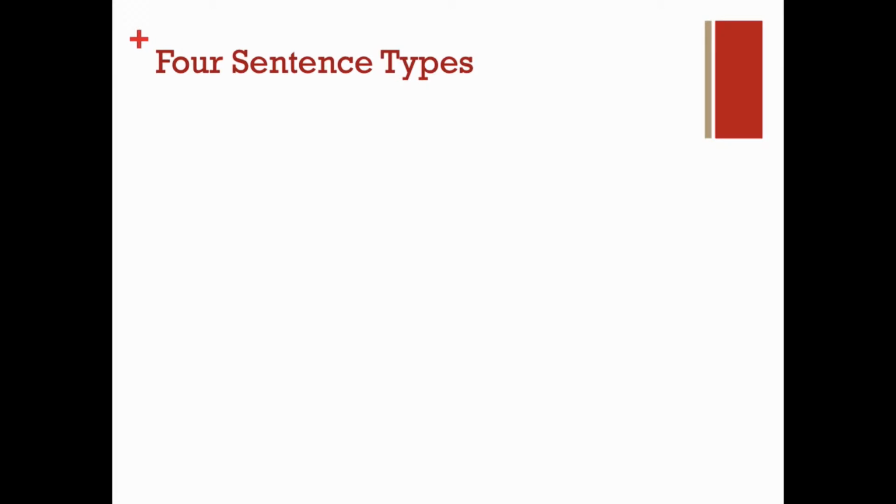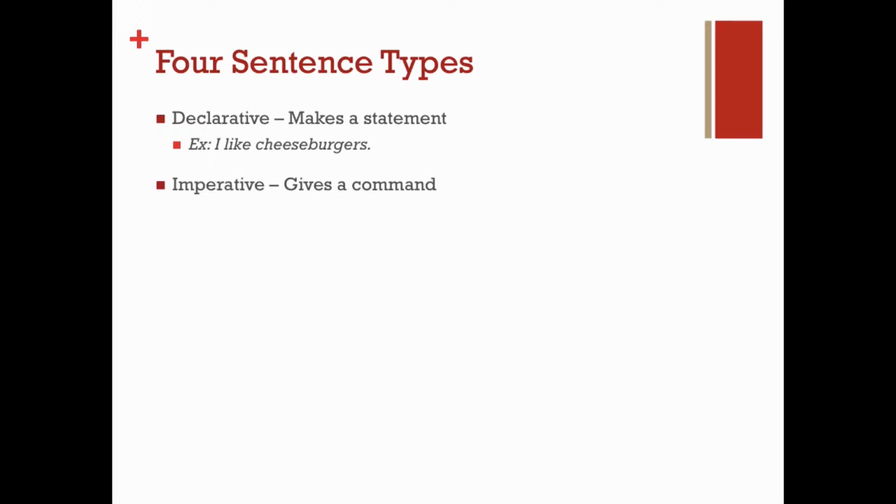Okay, there are 4 sentence types, the first of which being declarative sentence, which makes a statement. So example, I like cheeseburgers. That's my favorite sentence because I really like cheeseburgers. But it's the perfect example of a declarative sentence. It has a subject and a verb, and it makes a statement. Next is the imperative sentence, which gives a command, and the example I have here is bring me a cheeseburger.